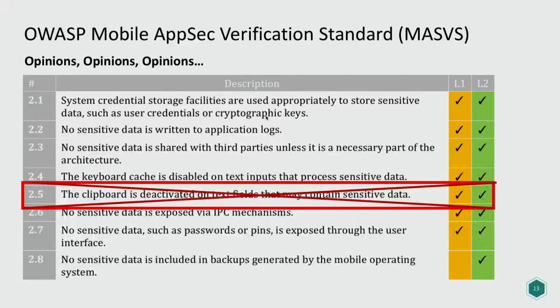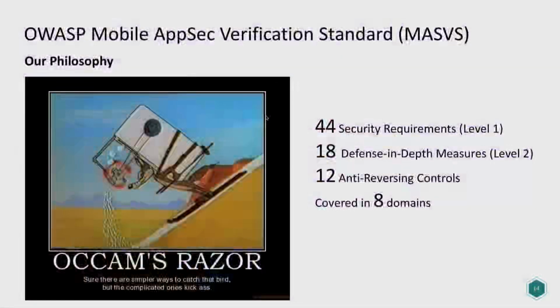So this is just one of the examples of how we were trying to get requirements in and also out of the MASVS. Our philosophy was so-called Occam's razor. This is a principle from philosophy: if there exist two different explanations for an occurrence, usually the simpler one is the better. It's just another way of saying keeping things simple. So in the end, we came up with 44 different security requirements, so-called level 1, 18 defense in-depth measures, level 2, 12 anti-reversing controls, and everything is covered in 8 different domains.